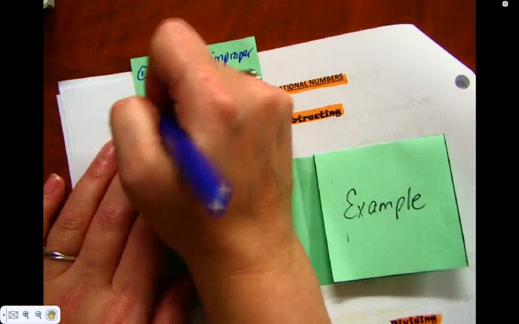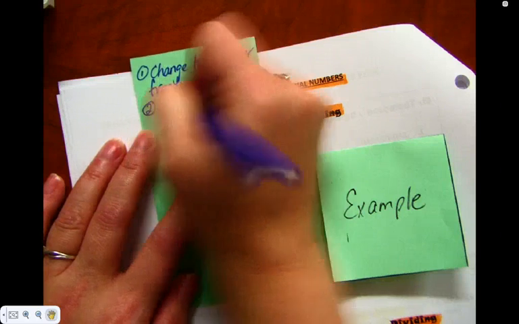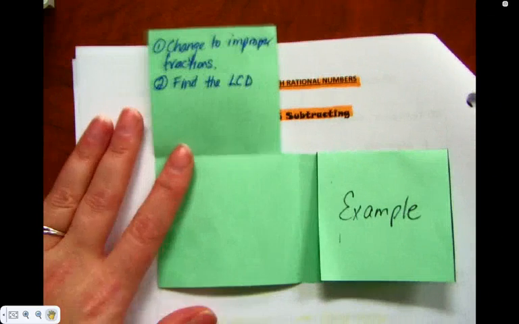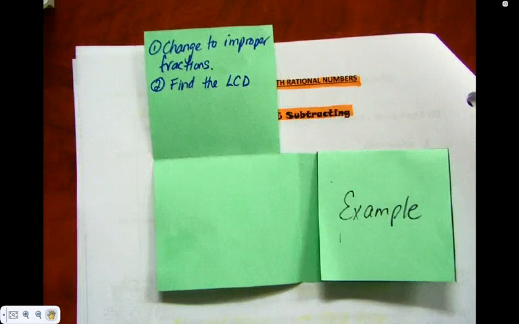Step number 2, find the LCD. Who remembers what LCD stands for? If you didn't know that, then write out the words lowest common denominator.